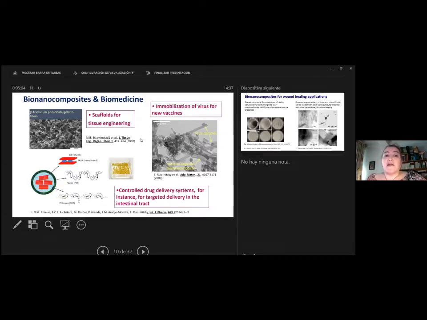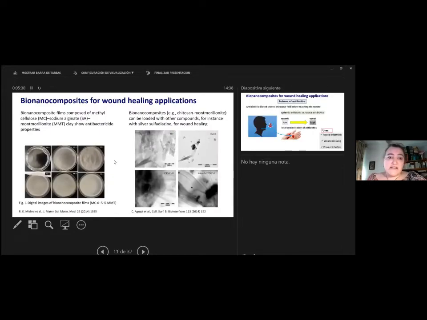For instance, the preparation of scaffolds for tissue engineering, or the immobilization of viruses to produce new vaccines. Also, there are many important applications dealing with the development of new controlled drug delivery systems, even targeted applications. I think there are some talks later on that will enter into these applications. Mine are examples, but I will focus on applications related to wound healing.